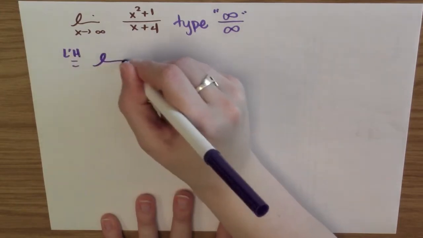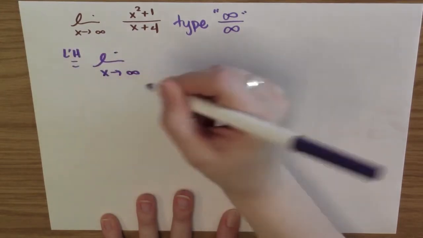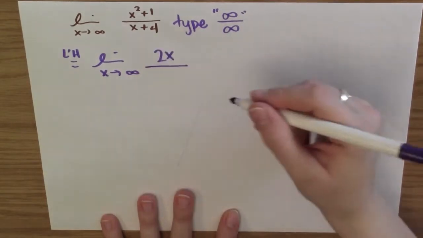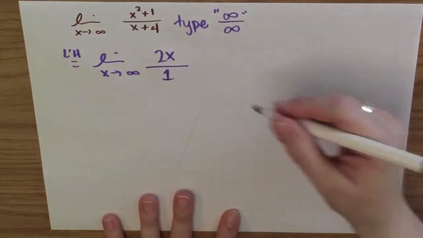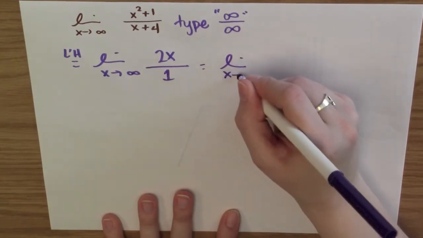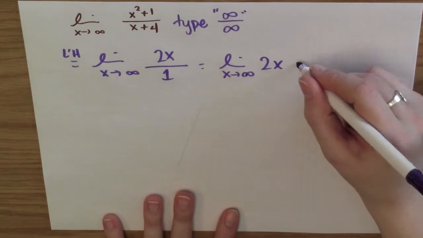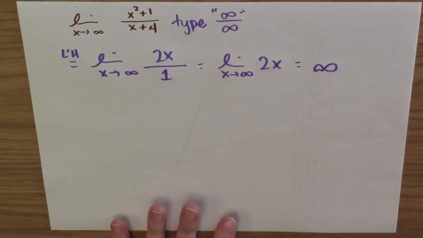So let's do that. I get the limit as x approaches infinity. Well, the derivative of x squared plus 1 is still 2x, and the derivative of x plus 4 is 1. So this is the limit as x approaches infinity of just 2x, and as x goes to infinity, 2x is still going to infinity. So the limit in this case is infinity. So I got 1, and I got 1/2, and I also got infinity.